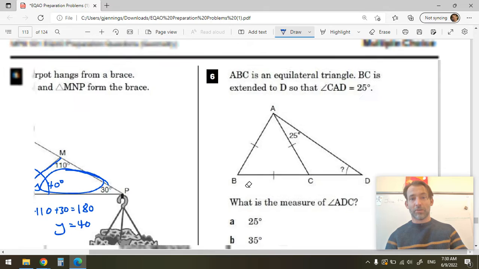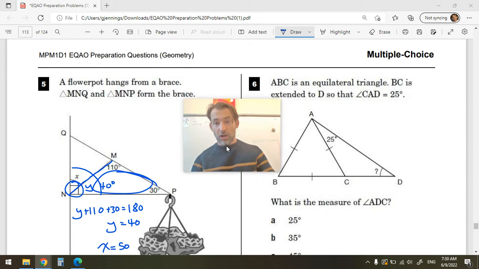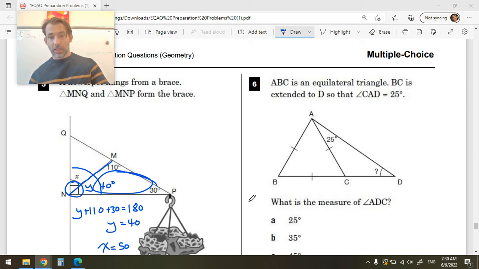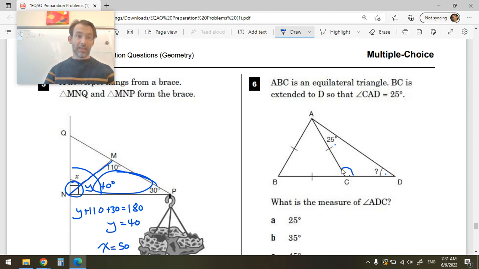ABC is an equilateral triangle. Well, that's cool. Equilateral triangles have a cool property. All their angles are the same. Let's see what we need. So I need the angle ADC. Okay, let's do it. So what is the measure of ADC? Well, I need to first find this angle C, because then I can do this plus that equals 180, and I'll be able to find it.